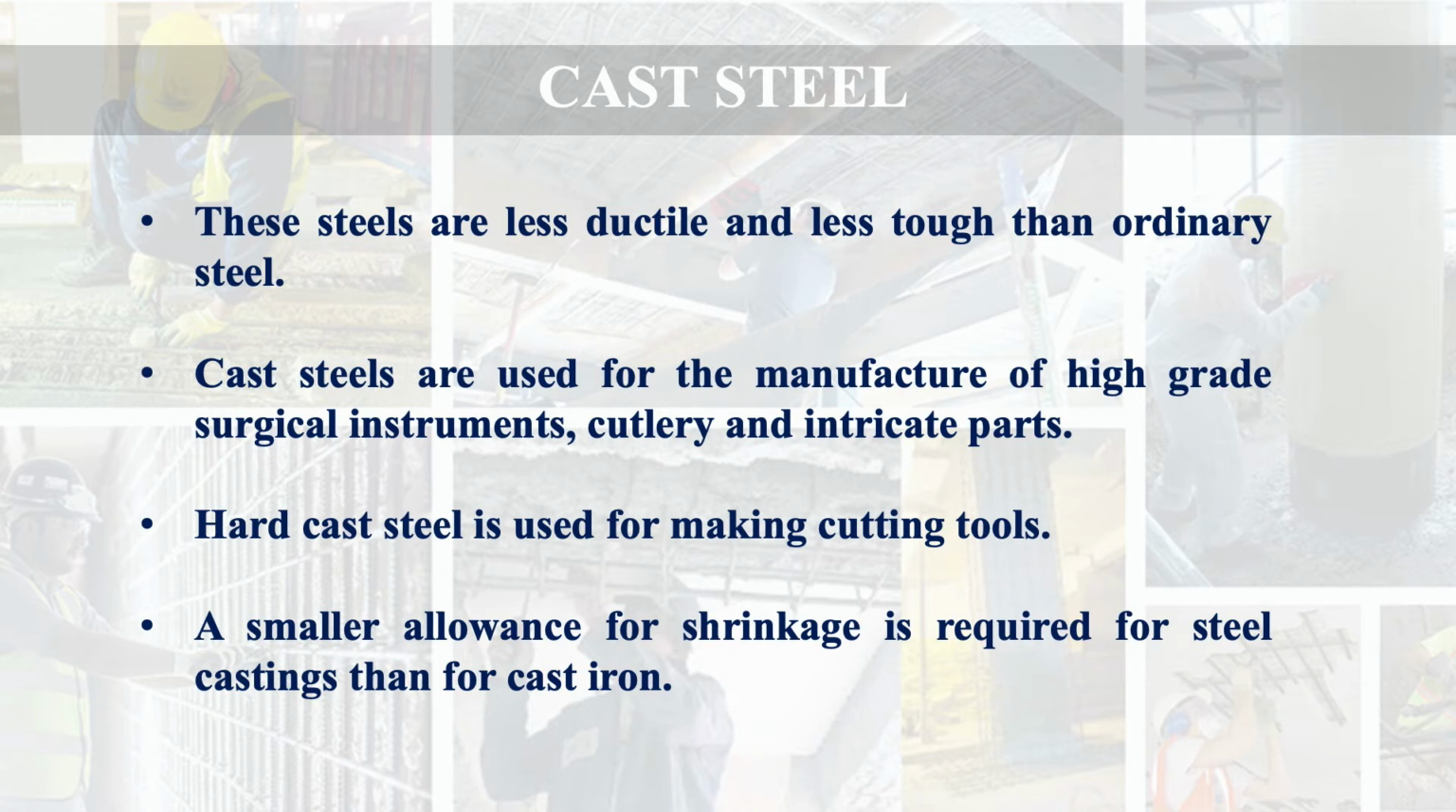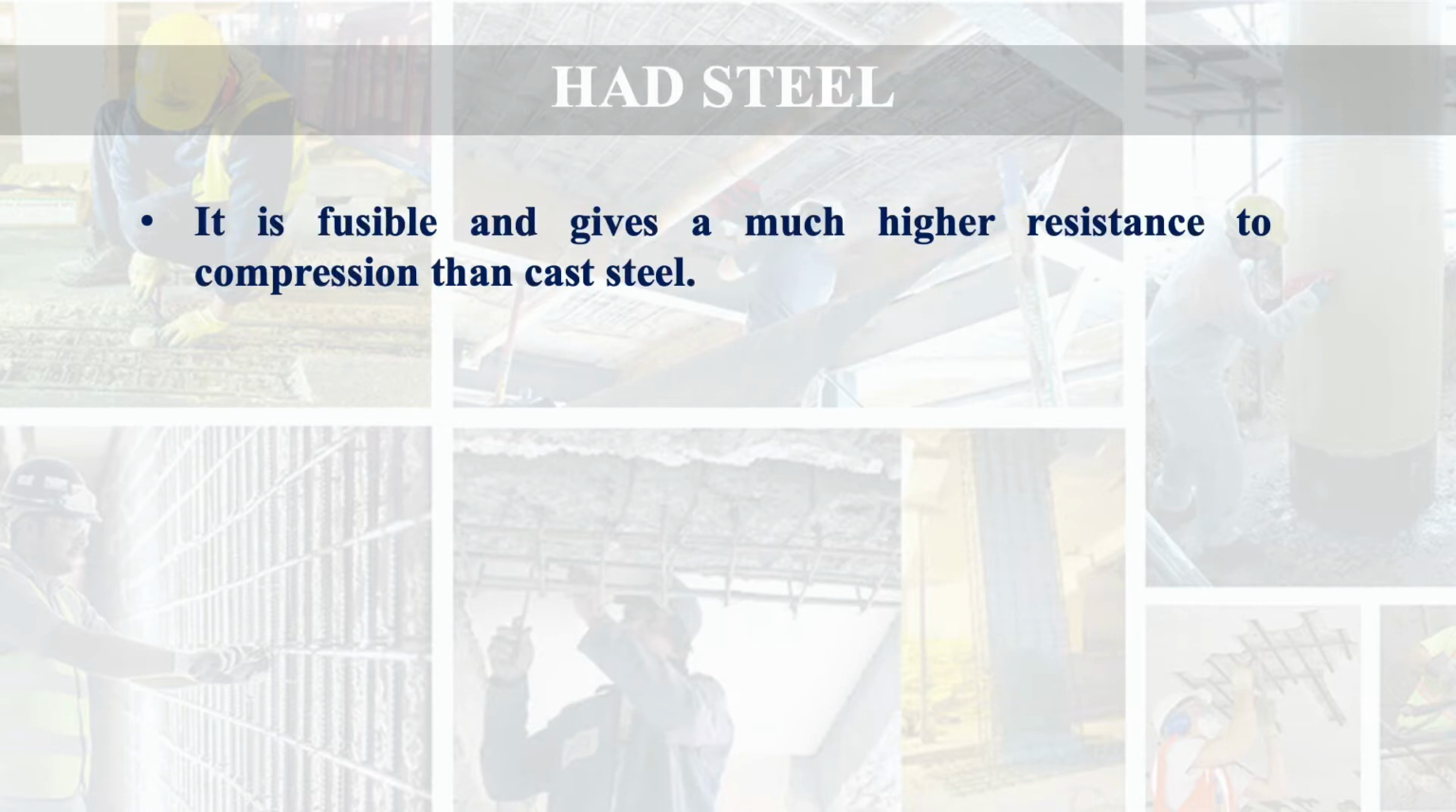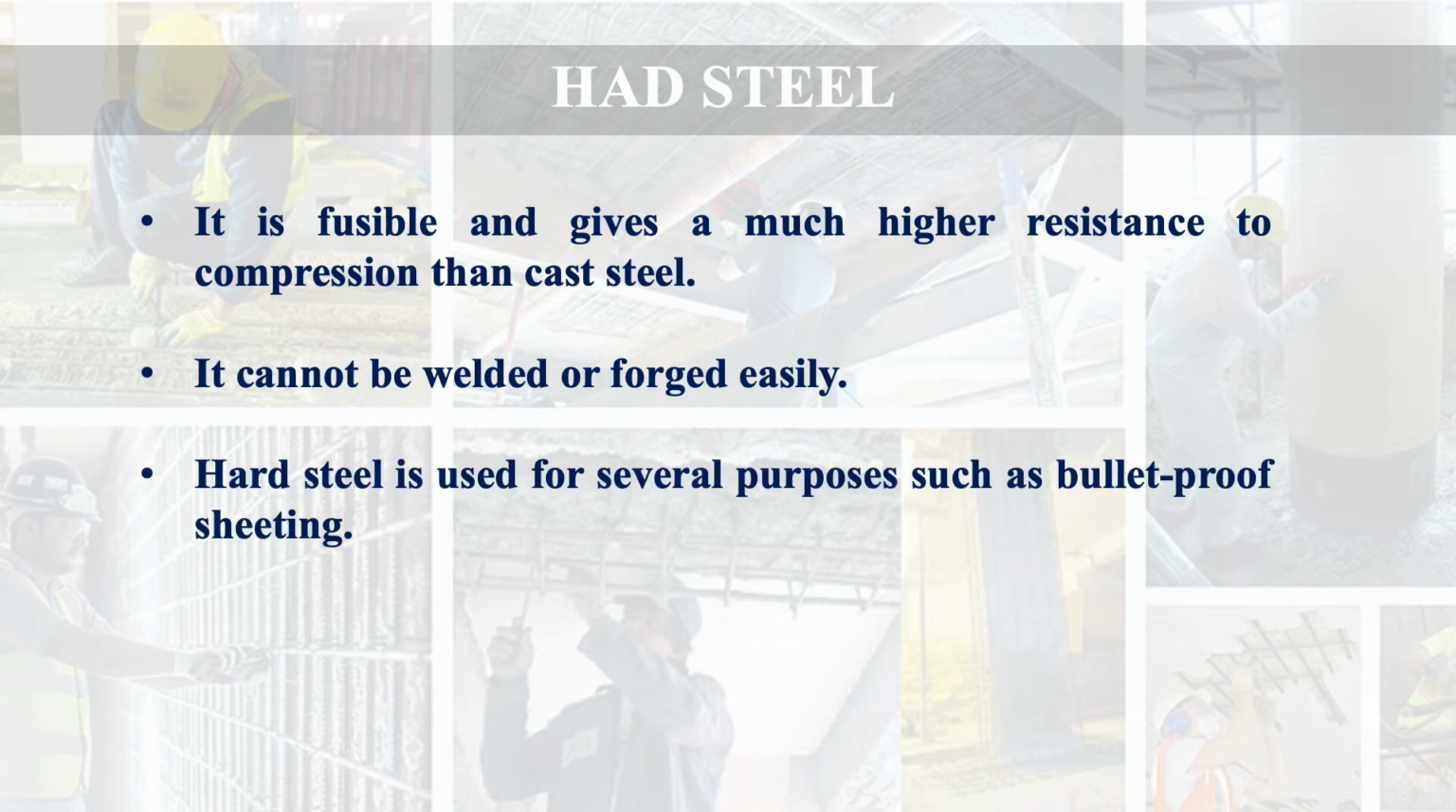Now let's see wrought steel. Any article of steel formed by forging or hot rolling or hot working in any way is made out of wrought steel. Let's look at hard steel. Hard steel is fusible and gives a much higher resistance to compression than cast steel. It cannot be welded or forged easily. Hard steel is used for several purposes such as bulletproof sheeting.